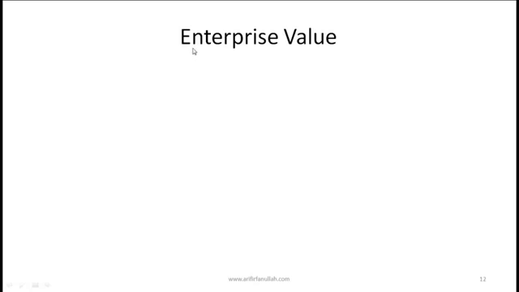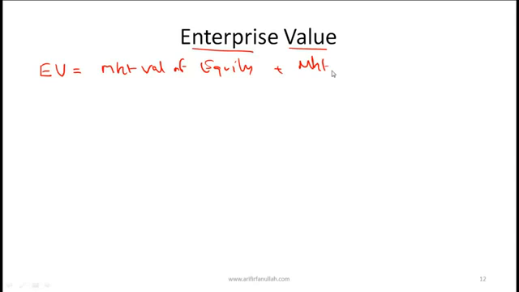Now let us talk about the concept of enterprise value. In simplistic terms, enterprise value is equal to the market value of equity plus the market value of debt. So for a given company, and this is an approximation, I'll give you a more precise relationship in a minute.